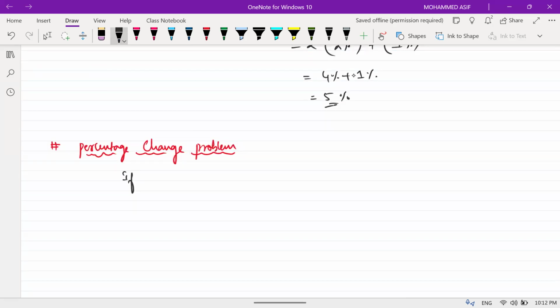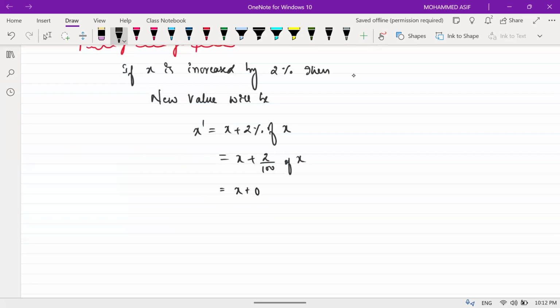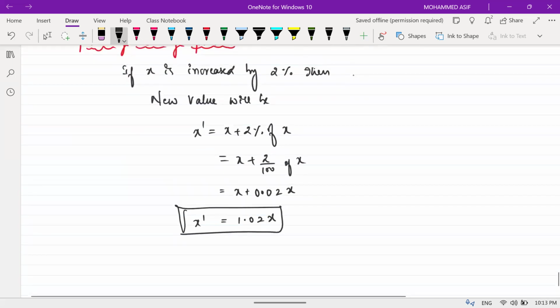मान के चलो, इफ आई एम टेलिंग यू दैट इफ x is increased by 2%, then its new value will be कितना होगा बताइए? x dash will be equal to x plus 2% of your x, that means that will be equal to x plus 2 by 100 of your x। Am I clear? यानी this value will be equal to x plus 0.02 times of x, that means this value will be equal to 1.02 times of x, that will be the new value। Am I clear?